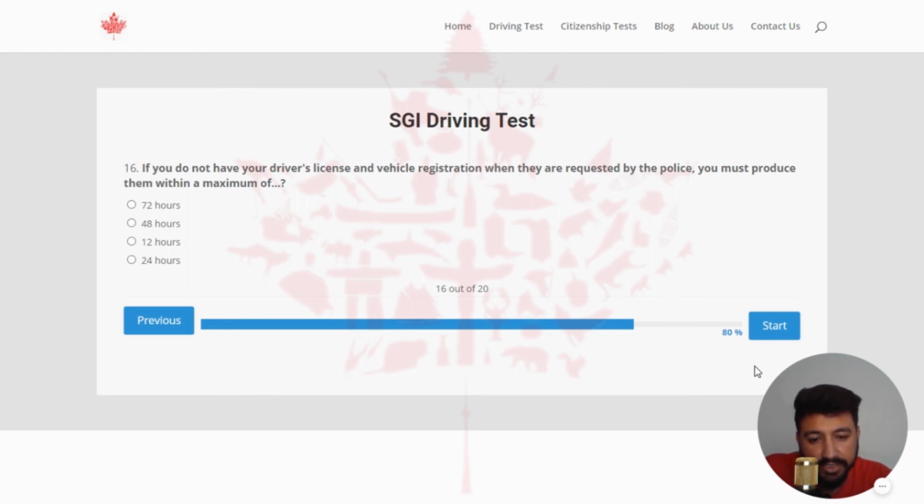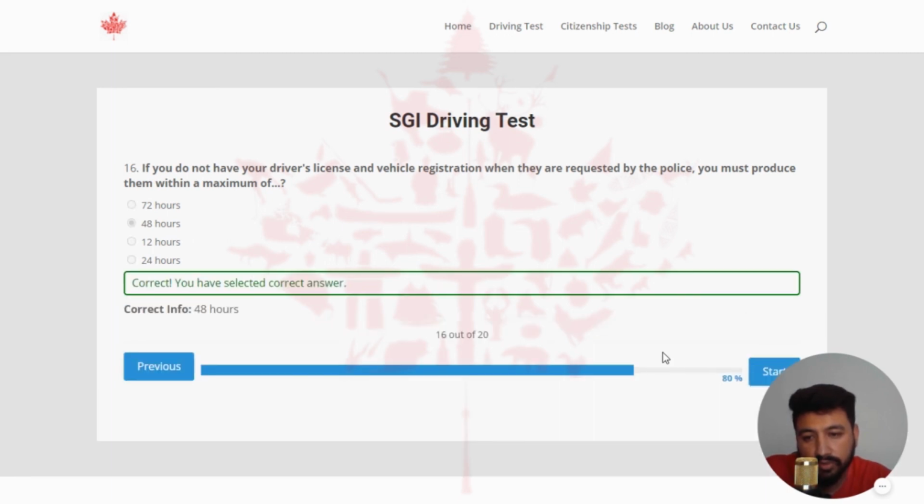Next, if you do not have your driver's license and vehicle registration when they are requested by the police, you must produce them within a maximum of, the right answer of this question is 48 hours. So I'm going to select this one.